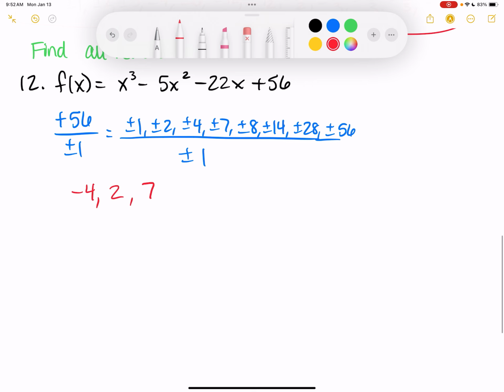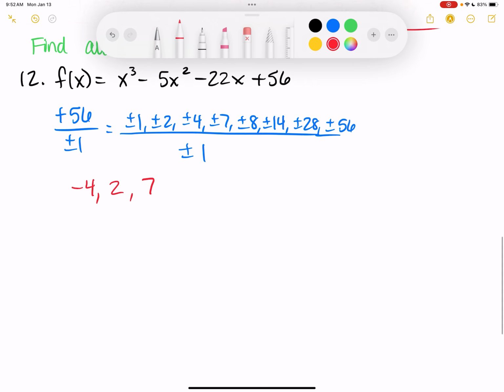So now what we're going to do is run synthetic division on all three of these numbers. I thought that was the end. No, we're still not done. This is one whole problem. These problems end up taking up about a half a page to a page by the time we're all said and done.